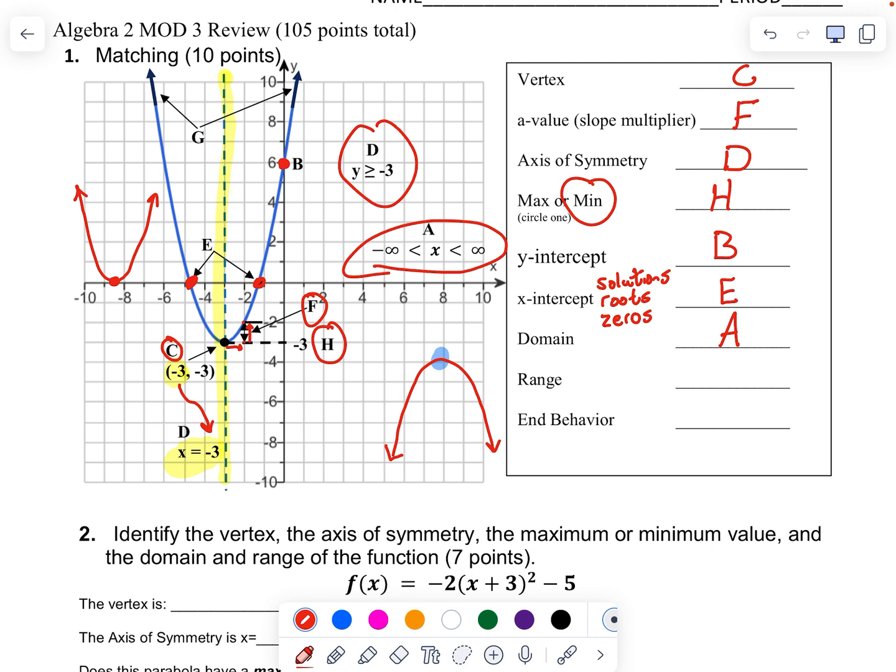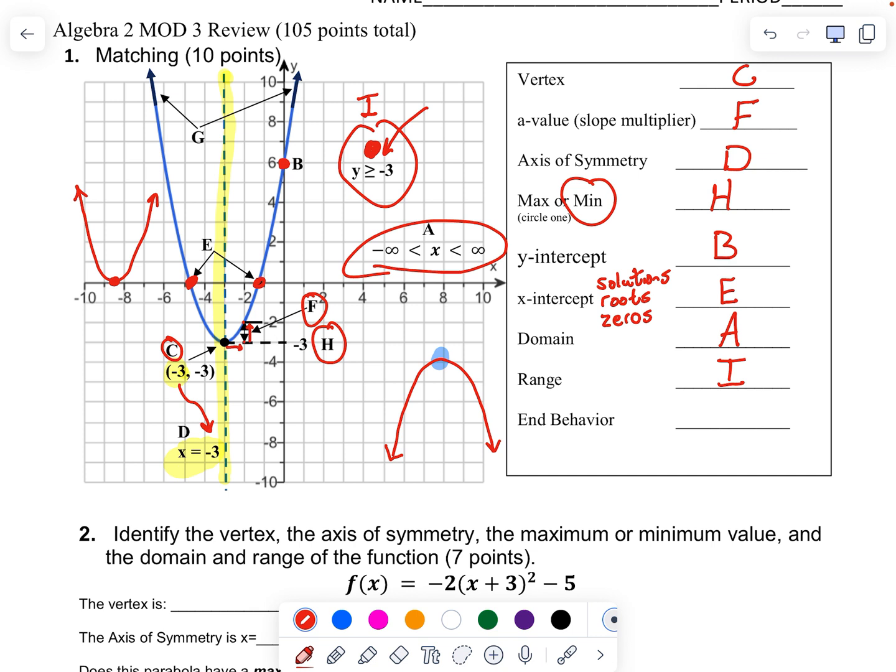However, the range is different. This parabola goes down as low as -3 and then stops. So all of the y values for our parabola have to be greater than or equal to -3, and that's why it is stated that way. The letter for this one, oh, we need to scratch that out. I got 2 letter D's. We're going to call this one letter I.